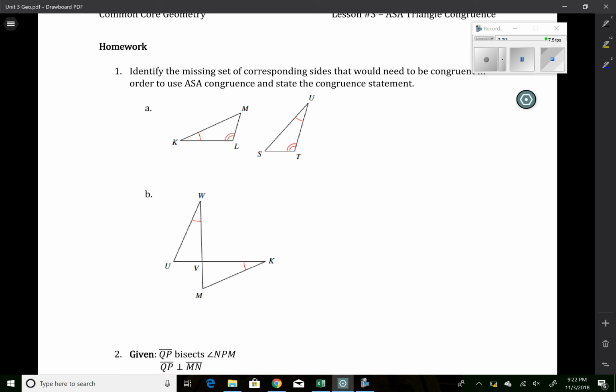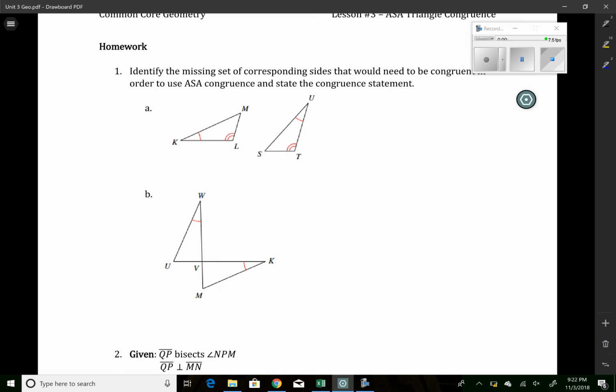So first thing that we notice here is there are 3 different ways now that we know how to prove triangles are congruent. So in this lesson, we only used angle, side, angle. You'll notice on your quick quiz on Monday, you have to know the difference between the 3. All right, so number 1 is kind of just identifying angle, side, angle again.